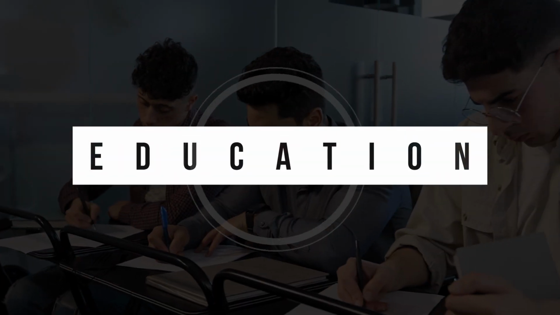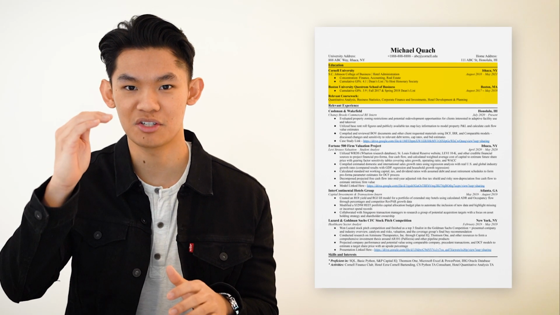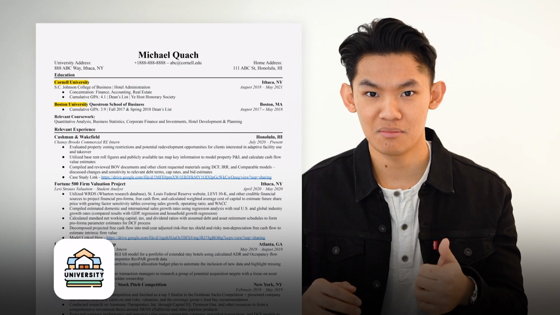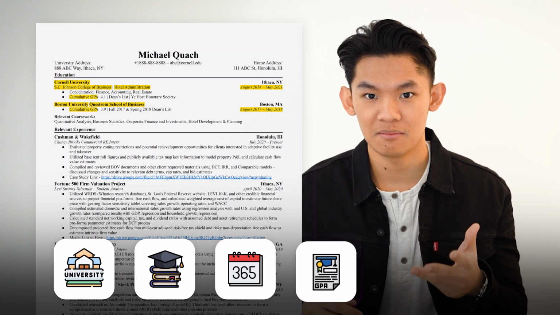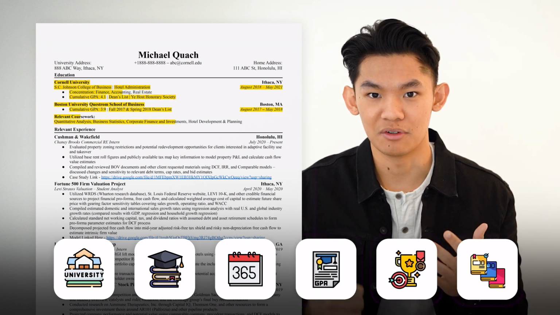All right, now let's cover education. If you're a student in college or high school, then you should put your education section near the top of your resume, and you should make sure to include these key things: your university name, your specific school and major, years attended, GPA, academic achievements, and relevant coursework.